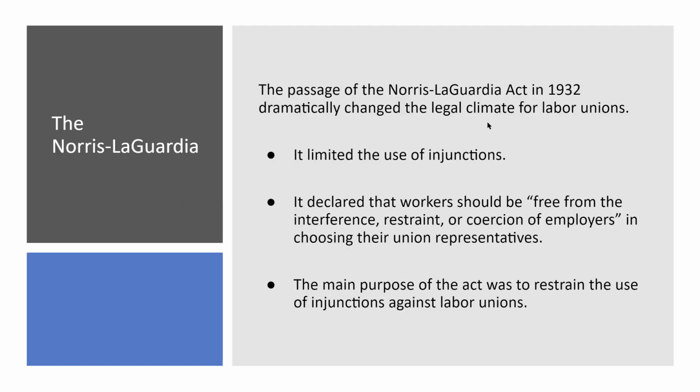So in 1932, we have the passage of what's called the Norris-LaGuardia Act, and this really changes the climate for labor unions, because it doesn't make injunctions illegal. What it does, though, is limit the use of injunctions. So it declared that workers would be free from interference, restraint, or coercion of employers in choosing their union representatives. And the main purpose of the act is to restrain the use of injunctions against labor unions. So the Norris-LaGuardia Act is a ray of hope for labor.